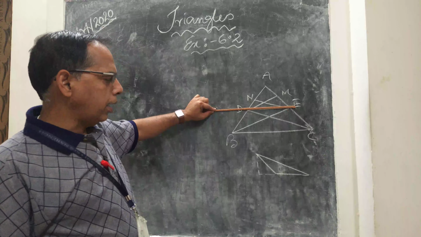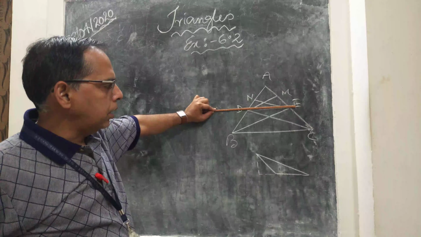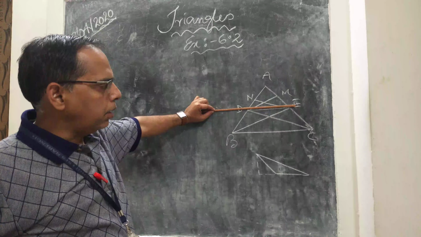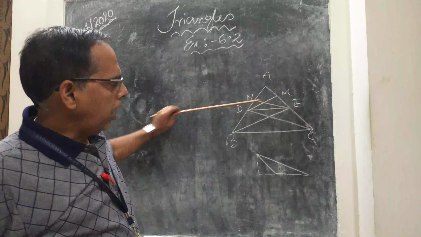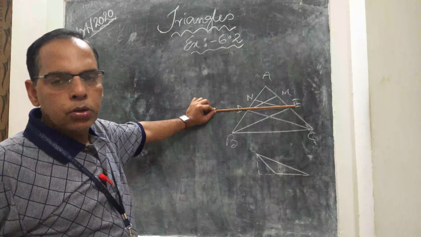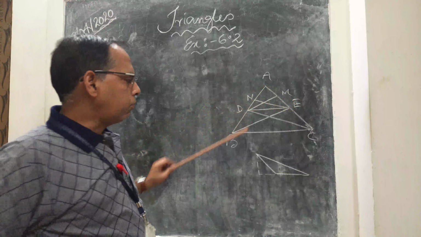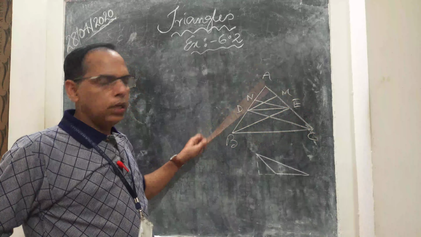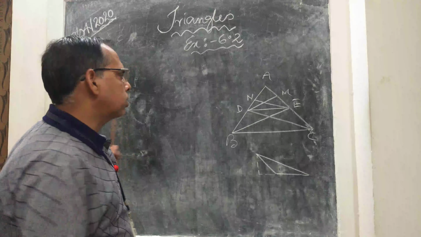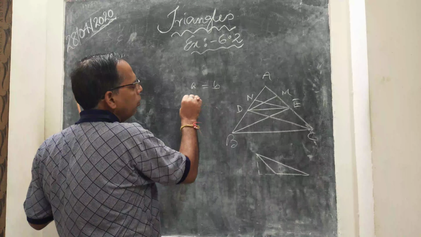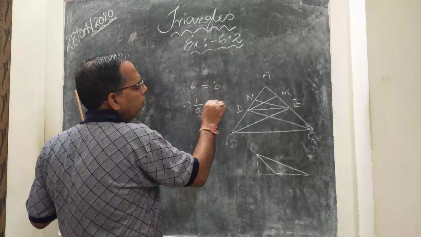Now, next you see, these two triangles, triangle BDE and triangle CED, stand on the same base DE, and DE is already given parallel to BC. That means the area of triangle BDE will be equal to the area of triangle CED. If they are equal, suppose A equals B, then their reciprocals will also be equal. 1 by A equals 1 by B.